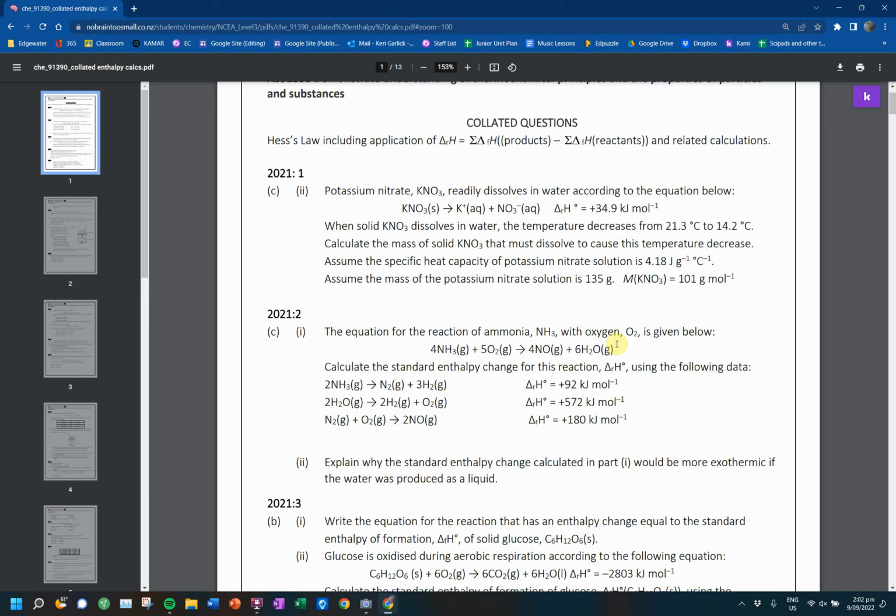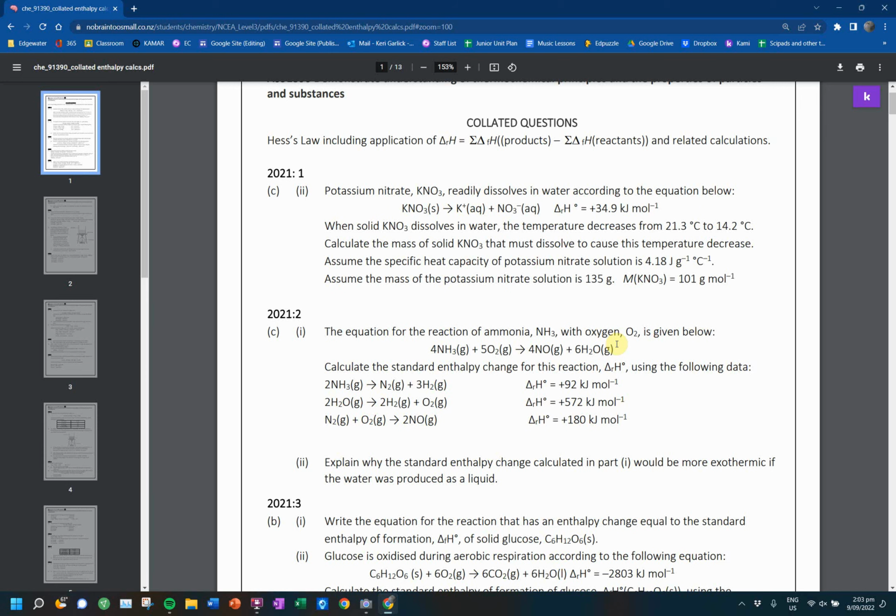Would you like me to do this question so you can see another example? Yeah? Okay. Cool. I'll copy that down to my sheet, so you can see another calculation. So we have ammonia being combusted. So that would be 4NH3, which is a gas, plus 5 oxygens, which is also a gas, becoming nitrogen monoxide, and water, which is a gas. Cool.